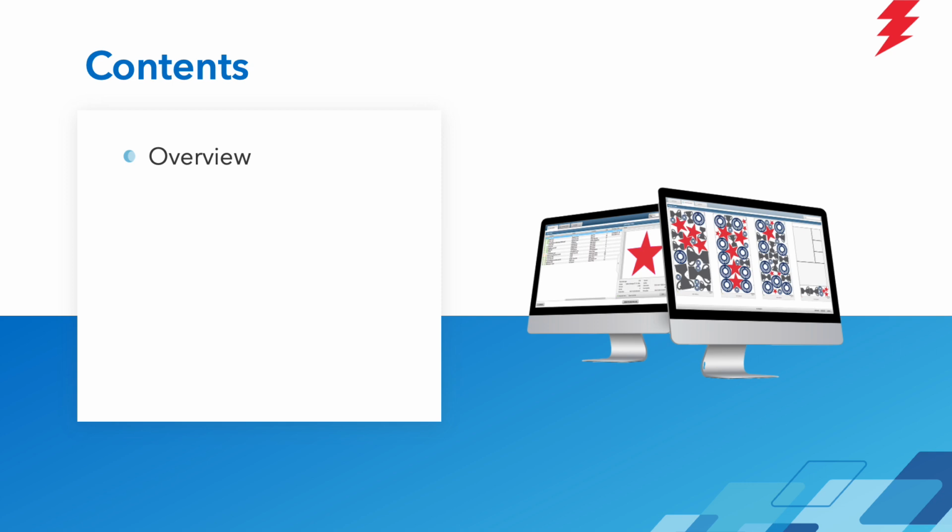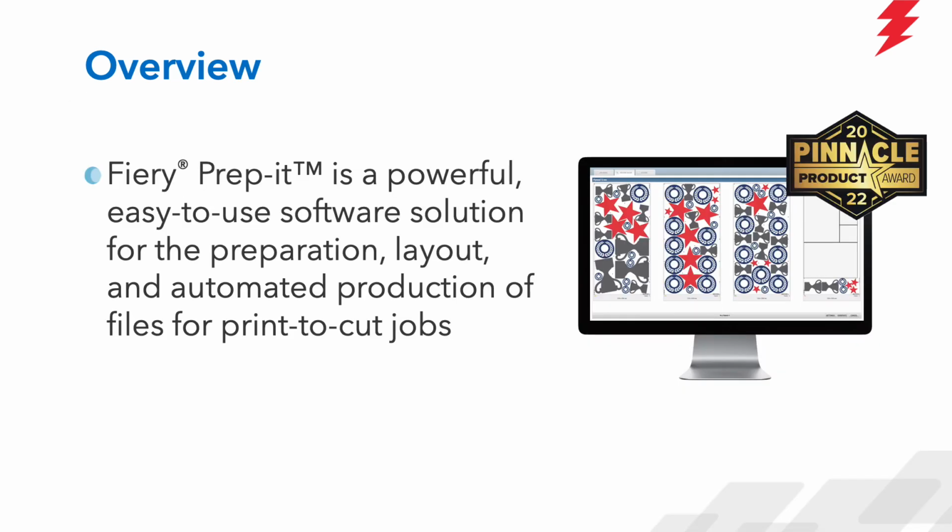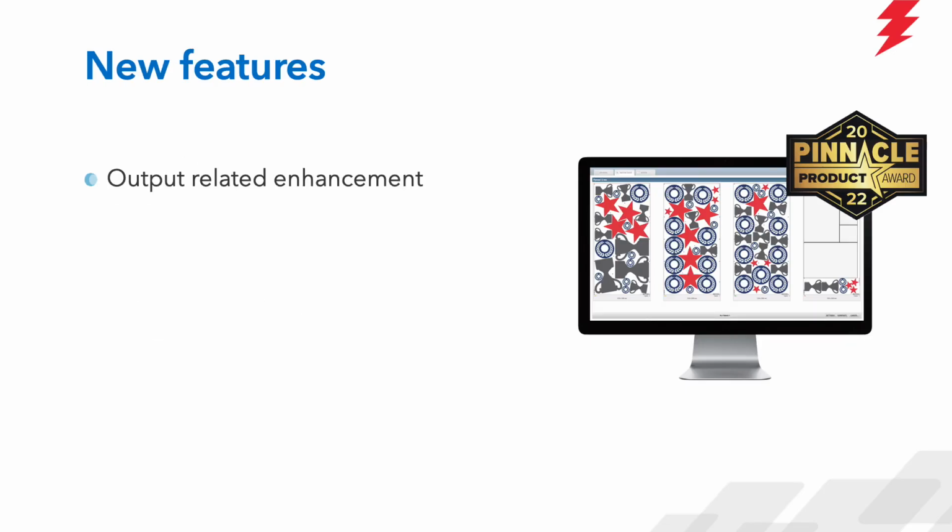Included in the Express video is an overview of Fiery Prep-It, a review of the new features available in version 6.3.2, Prep-It technical information, and a list of additional resources available to help you better understand the use of the software. Fiery Prep-It is an award-winning, powerful, easy-to-use solution used for the preparation, layout, and automated production of files for print-to-cut jobs. New features for 6.3.2 fall into 4 areas.